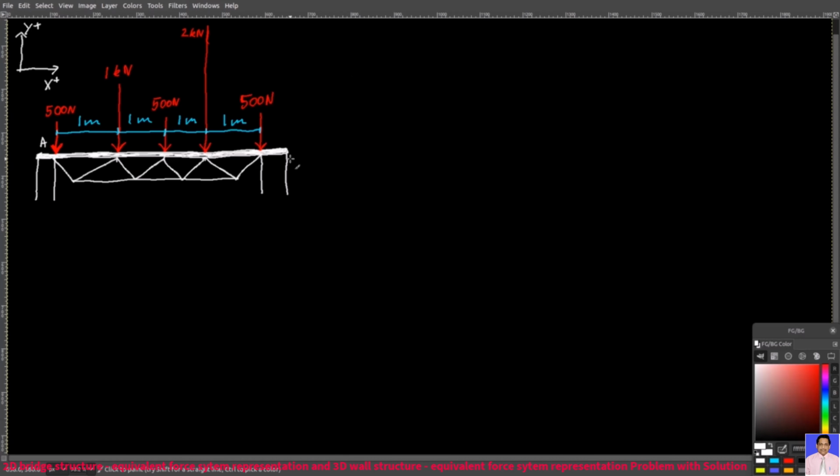Welcome back. I have a structure here. You also have several parallel forces that are applied downwards on the structure. You know how to simplify this force system by choosing a point and putting there a resultant force and adding a couple moment to it.